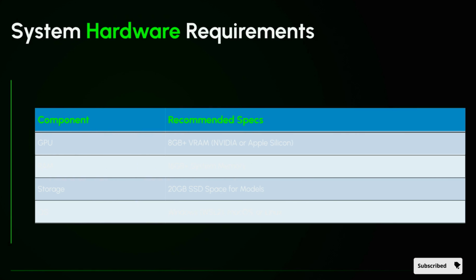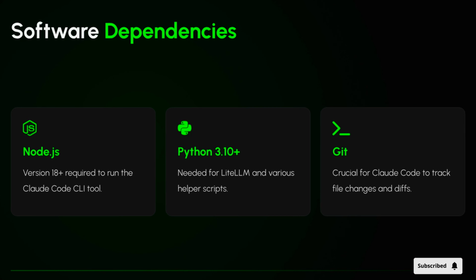Review the system hardware requirements for this setup. Key components include a GPU with 8 GB plus VRAM, 16 GB plus of unified memory or RAM, and 20 GB of SSD space for the models. The necessary software dependencies are Node.js version 18 plus for the Claude Code CLI tool, Python 3.10 plus for LiteLLM and helper scripts, and Git for tracking file changes and diffs.